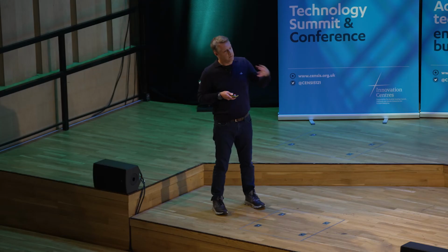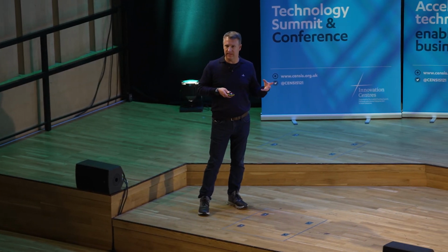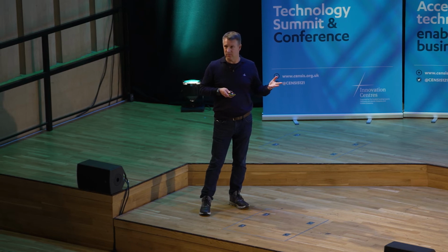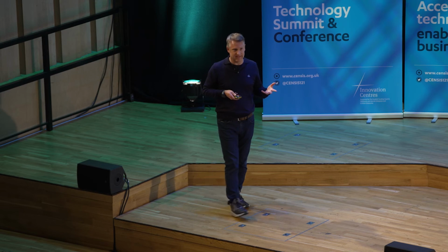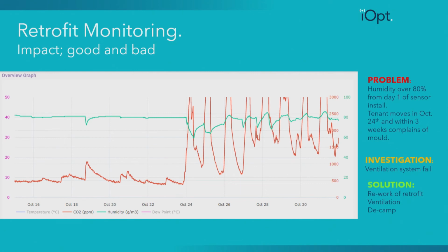So what we're seeing now is that anybody who is funding this is basically demanding, I suppose, that that work has to be monitored to prove that it has had the impact that they hope for. And this is an example of why, because not all retrofit work goes to plan.